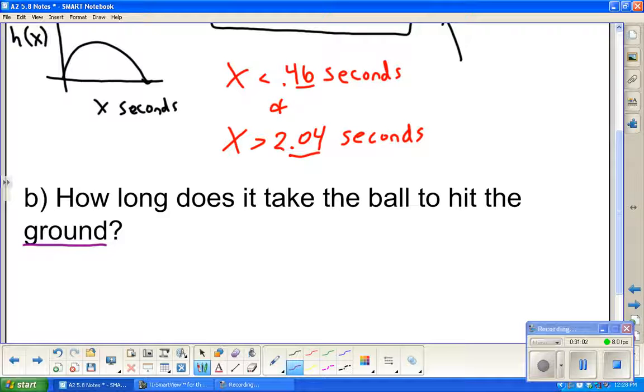Vertex would give us like the maximum. Well, we need to know when this thing hits the ground. So what's the height on the ground? 0, right? So this one you would set equal to 0. So it would be what was it, 40x squared minus 16x, and you say when is the height equal to 0, okay? And then you could just solve that using the calculator or whatever.